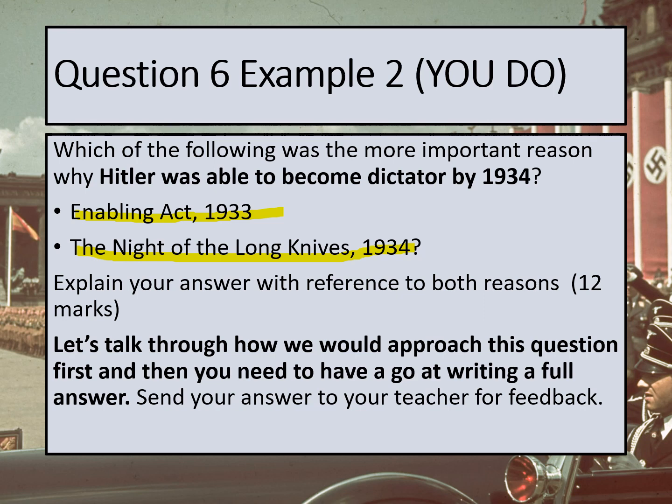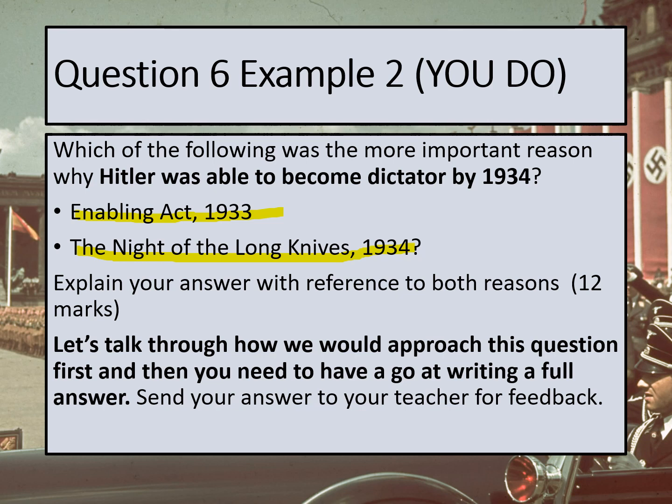The second one, the Night of the Long Knives, again, you've got to give lots and lots of detail about what happened on the Night of the Long Knives, but also make sure that you're explaining how the Night of the Long Knives helped him to become a dictator. Think about eradicating opposition and things like that. Make sure again that you add some specific details from your notes that you did earlier this week.